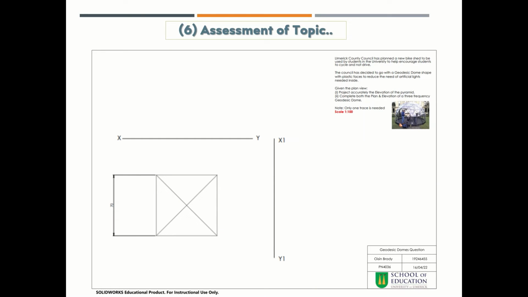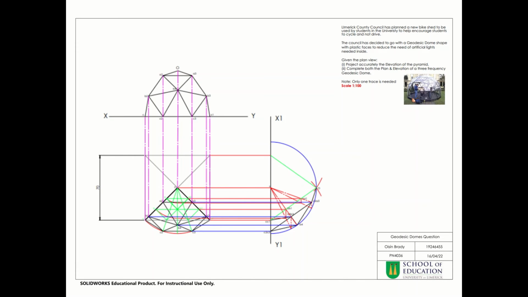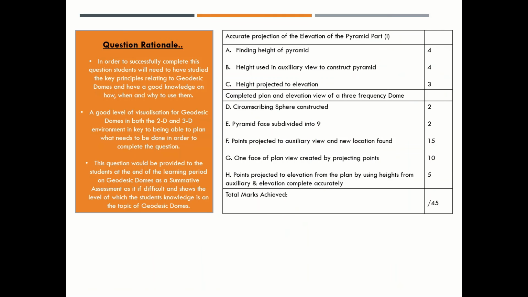So then assessment topic, here's a question I made for students, and it's just a geodesic dome, and here's the solution. So just the question rationale, students have to have a good level of knowledge on geodesic domes to be able to complete this question, and you can just see on the right hand side there the marking scheme I've made out for it, and it is out of 45 marks in total.